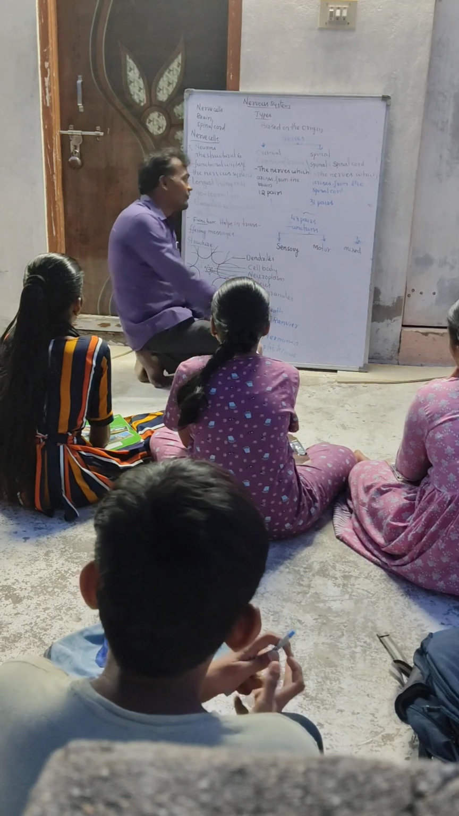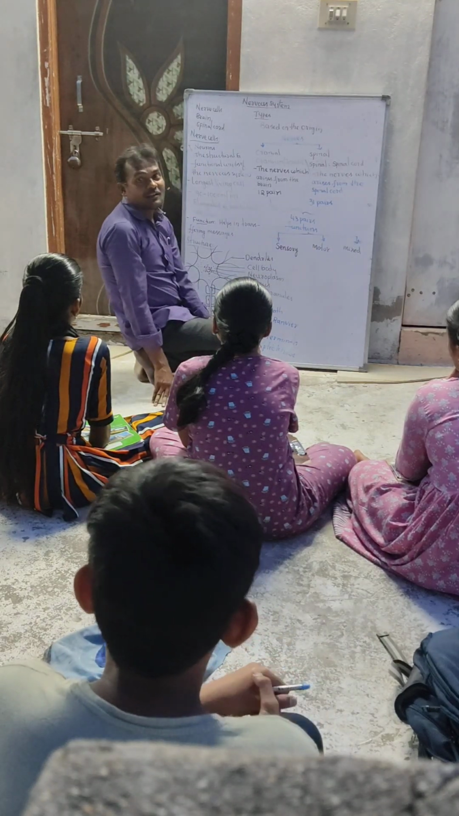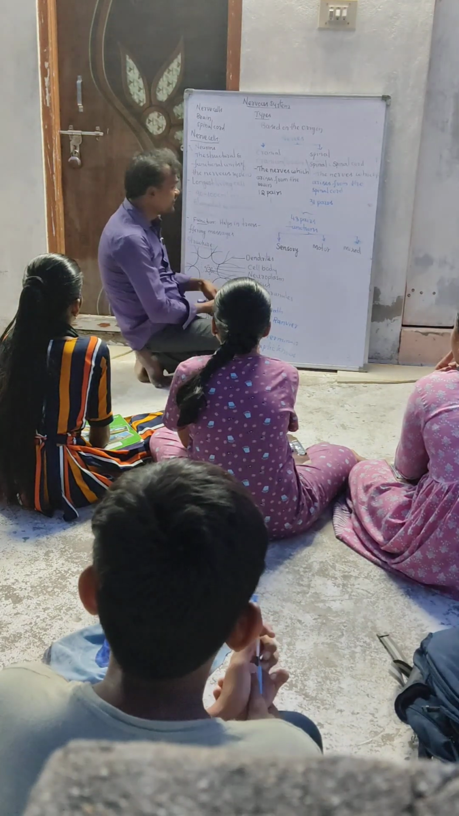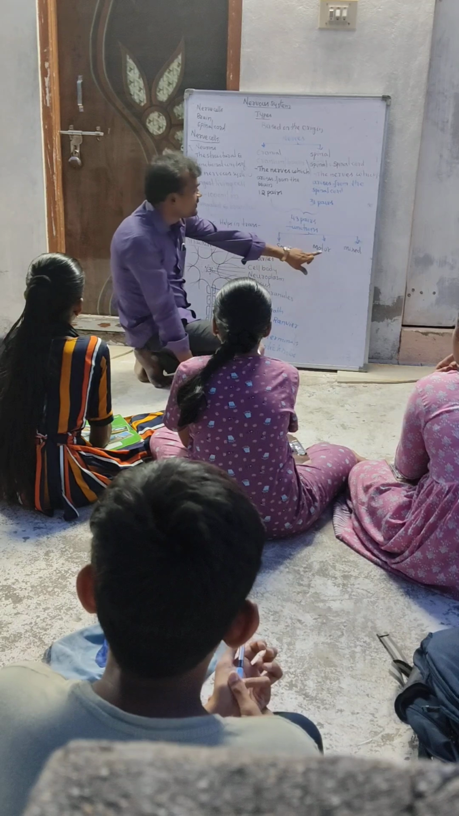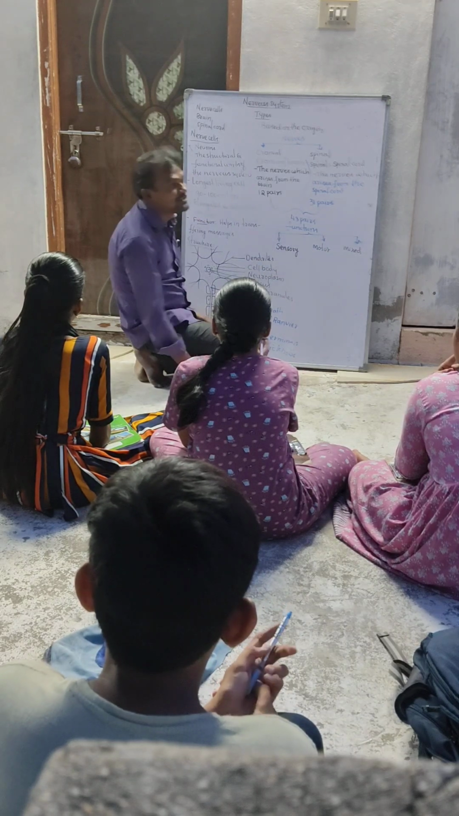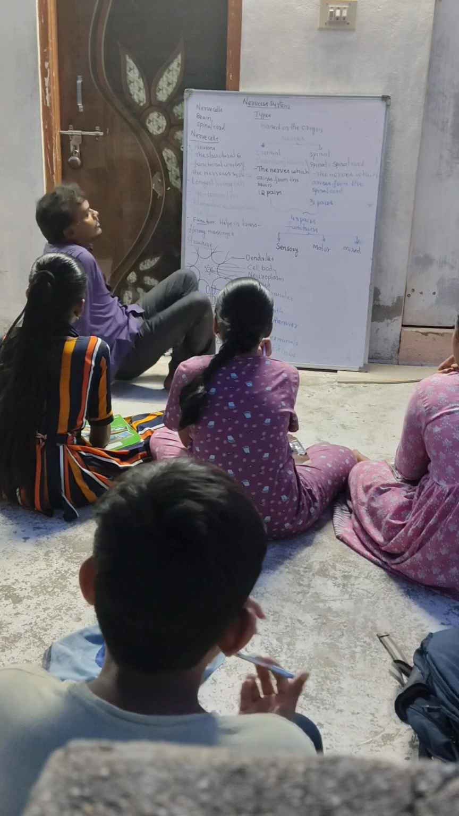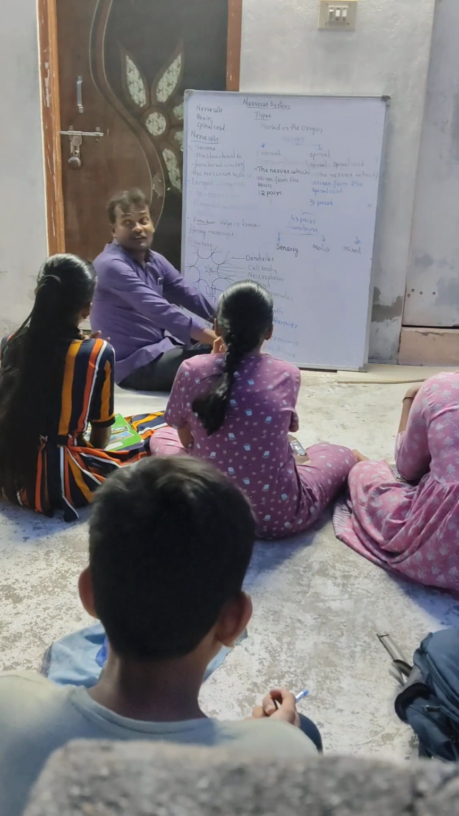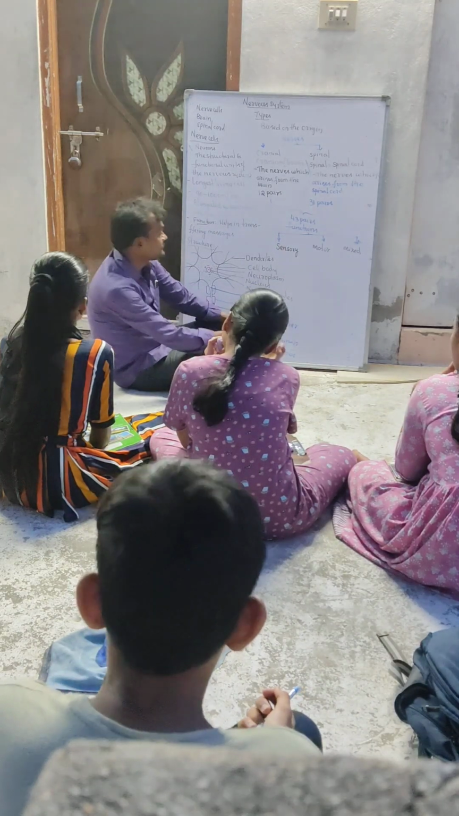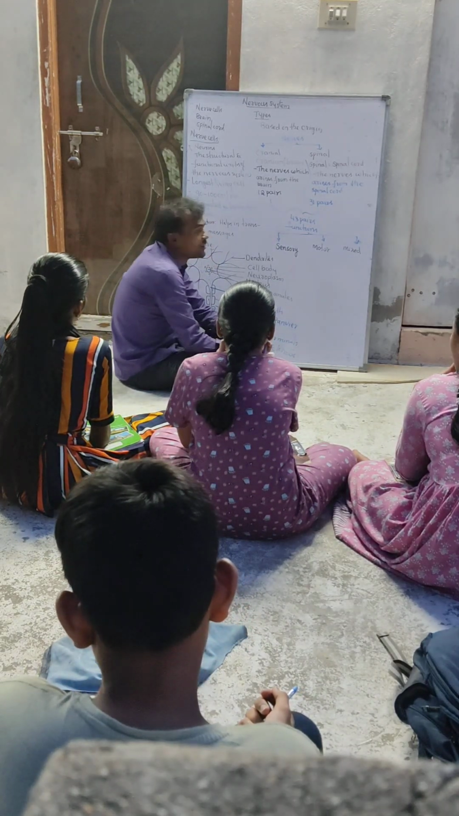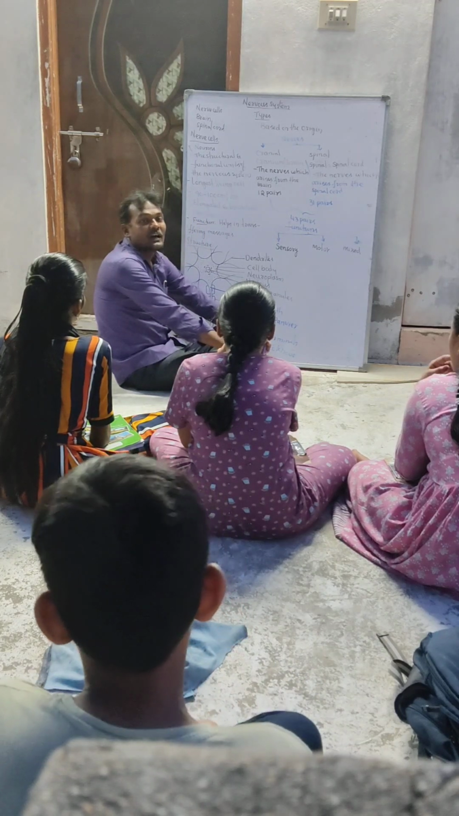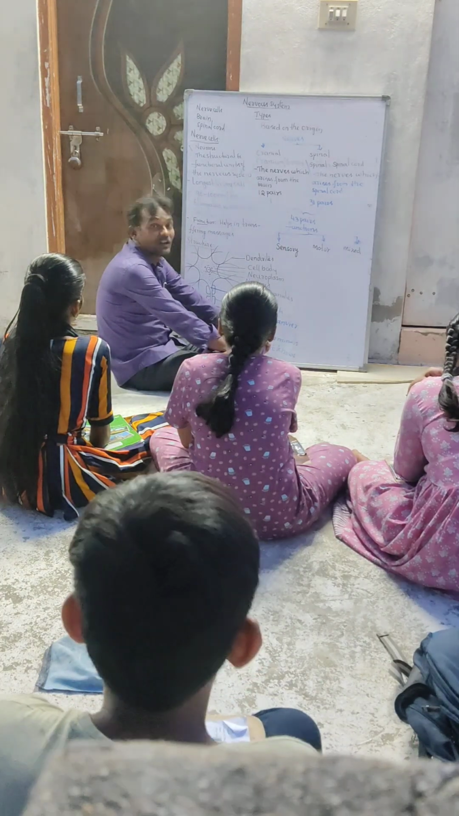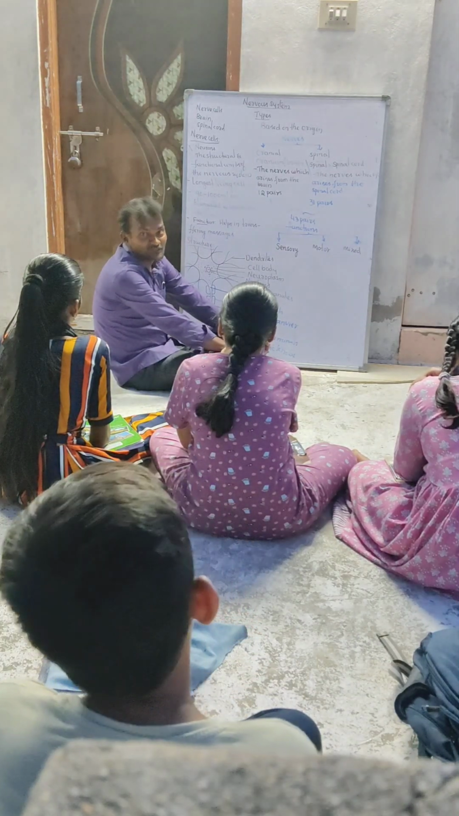Based on the functions of the neurons, they are divided into 3 types. What are they? Sensory neurons, motor neurons, mixed neurons. Let us discuss what are sensory, what are motor, what are mixed neurons. Okay, sensory neurons are also called afferent neurons.